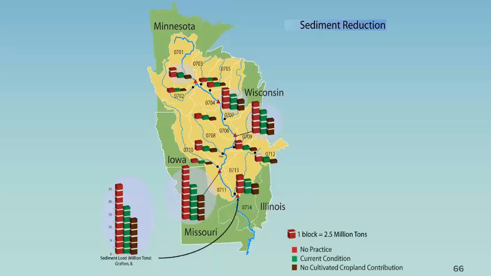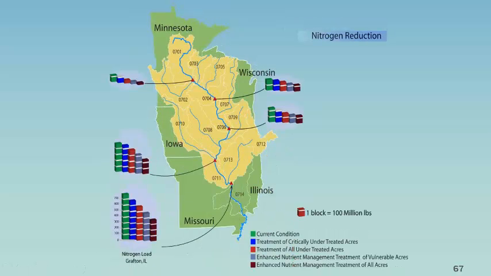So this gives you an example of how the model was used to characterize the impact of the government programs in helping farmers to reduce their contribution going into the Gulf of Mexico, for example. And here is nitrogen. The one I showed you on the previous slide is for sediment, and this is for nitrogen. And again, you can see in the nitrogen we have a few more scenarios, not only the current condition, that's the green. Here each block is about 100 million pounds. That's how much nitrogen is coming.